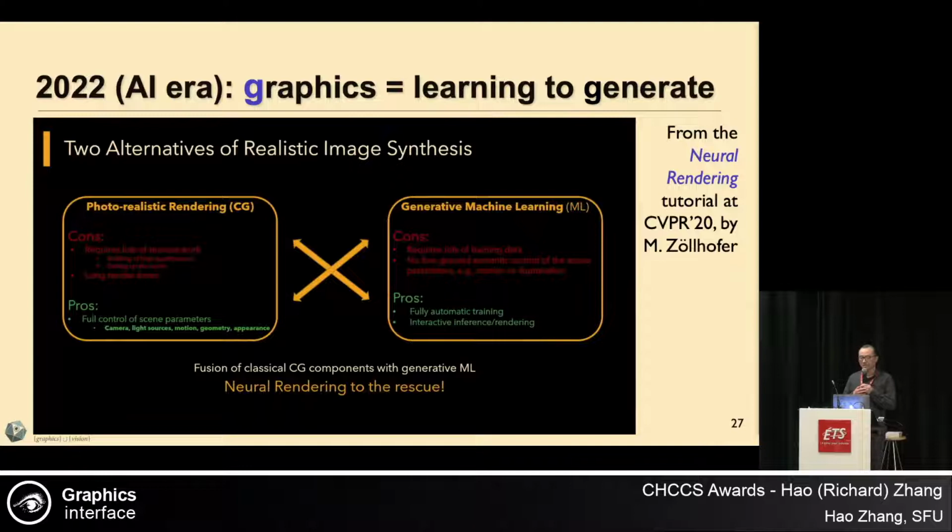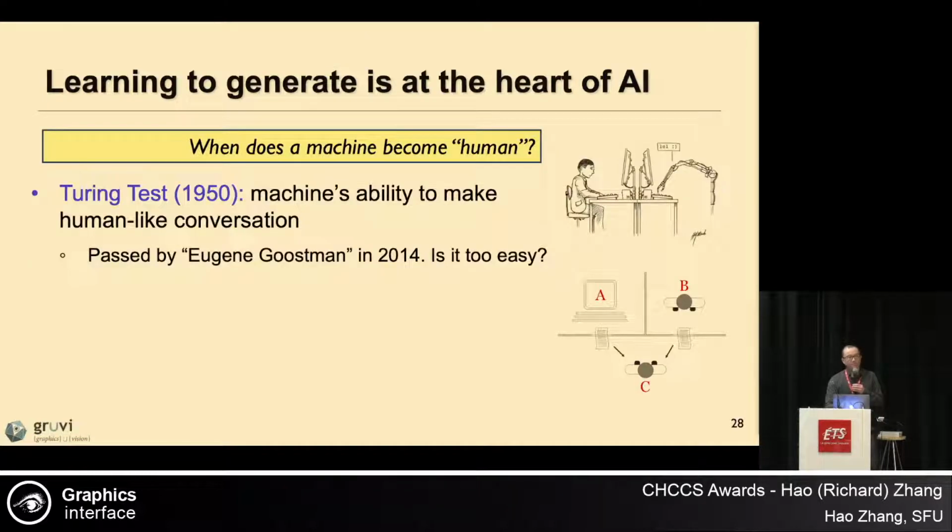This was a slide stolen from one of the CVPR tutorials. So for a while, I have always thought of the G in graphics as generative. So graphics is actually about learning to generate. And learning to generate lies at the heart of artificial intelligence. Let me explain why I think that way.